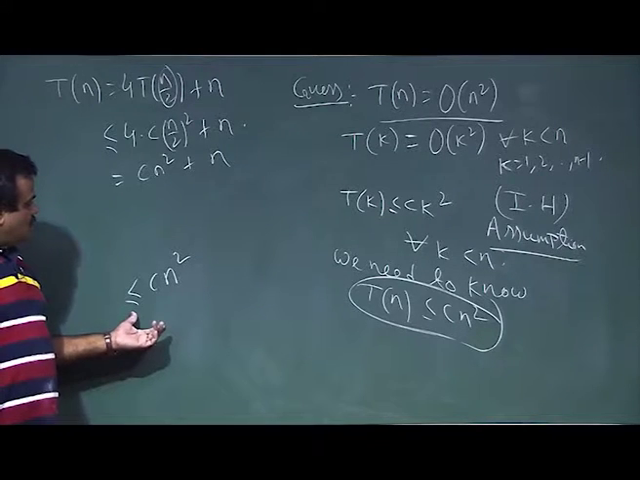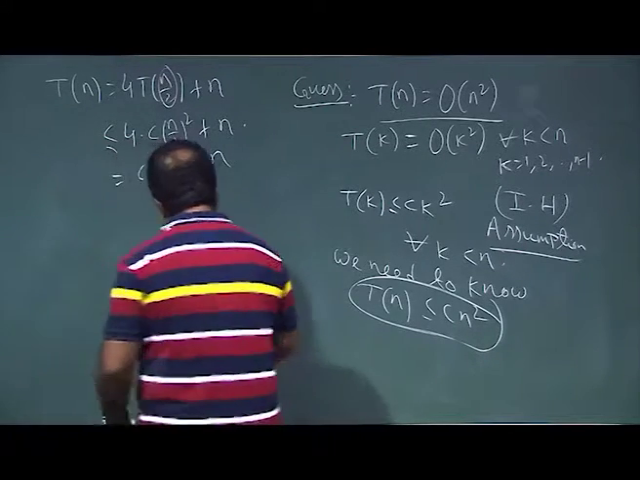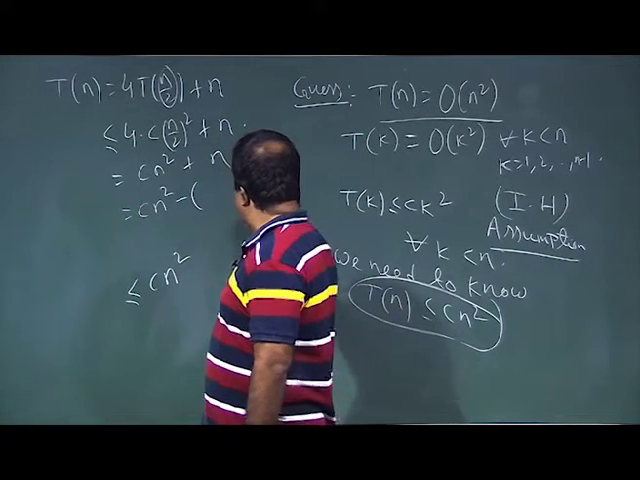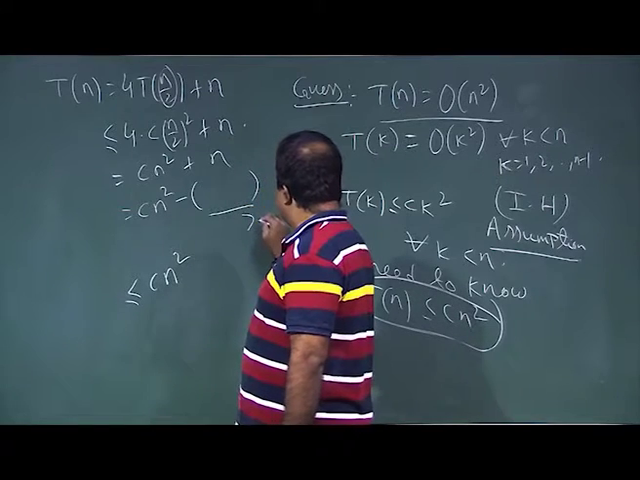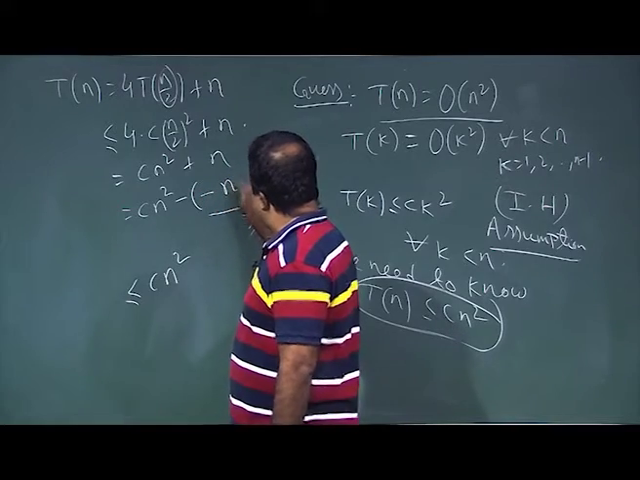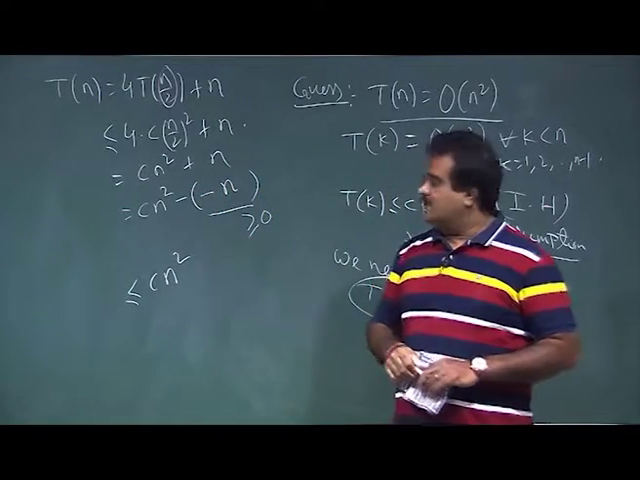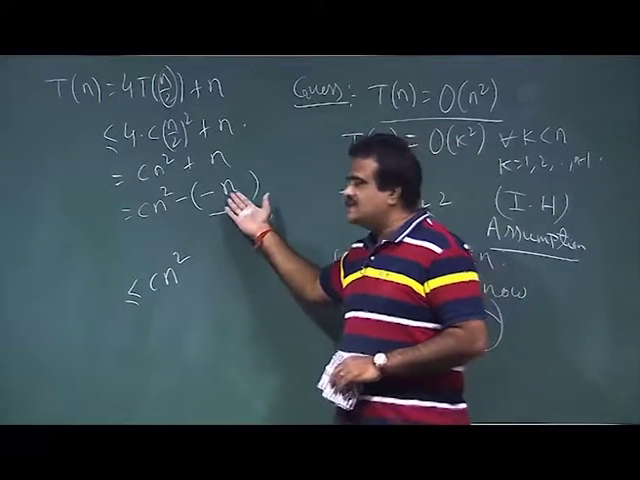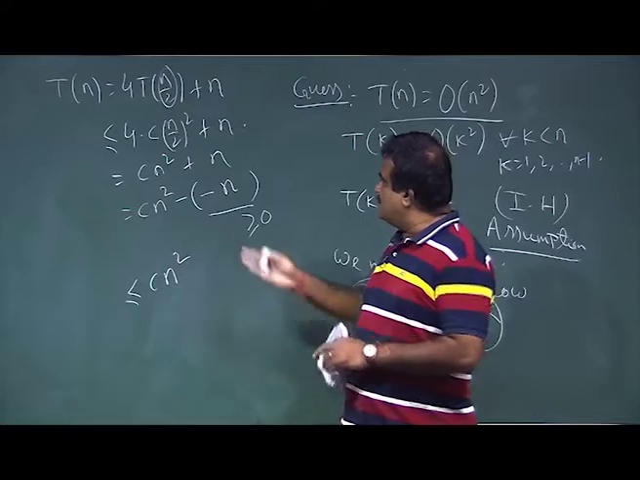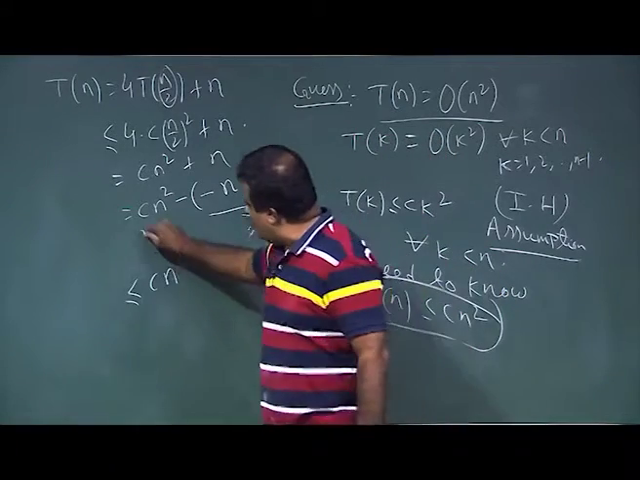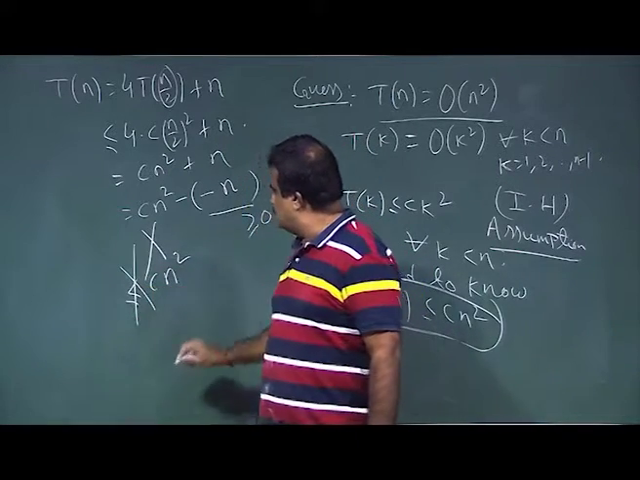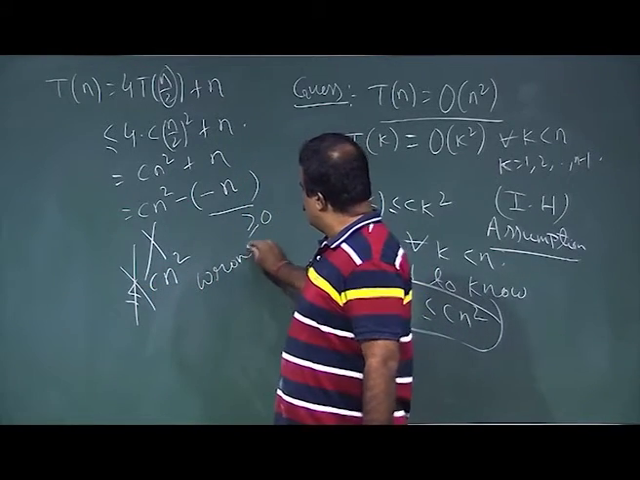For that, what do we need? We need this to be written as c n square minus something, and that something must be greater than 0. But what is that? That is basically minus n, which cannot be greater than 0, because n is a natural number, starting from 1, 2, 3 like this. So, the minus cannot be a natural number. So, this is wrong. This cannot be less than this.